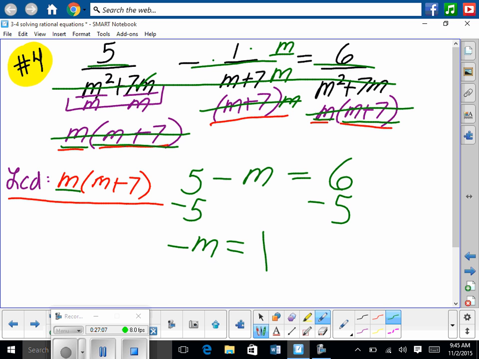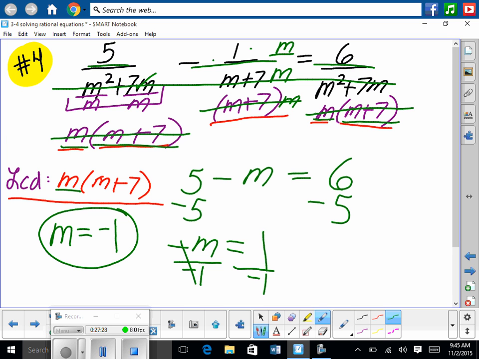Now I had a lot of people ask me this the other day. Well, I have a negative m. How do I get m alone? Divide by what? Good, negative 1. So I'm going to divide both sides by negative 1. So that's going to be m is equal to 1 divided by negative 1 is negative 1. And then we could check it by plugging it back in. I have done that. It does work. You really have to check your answers though.